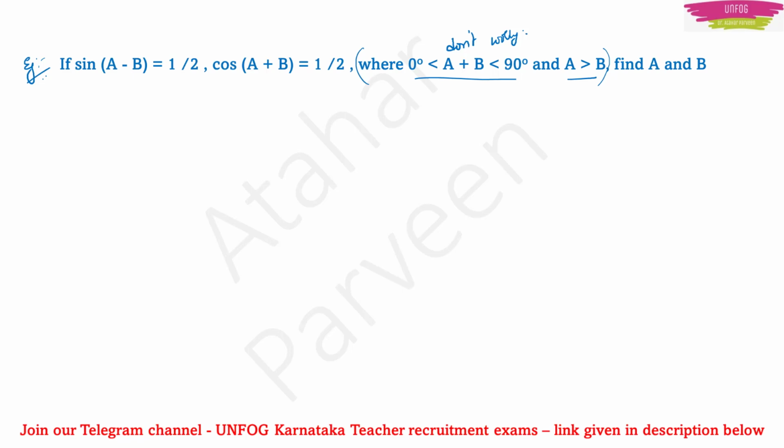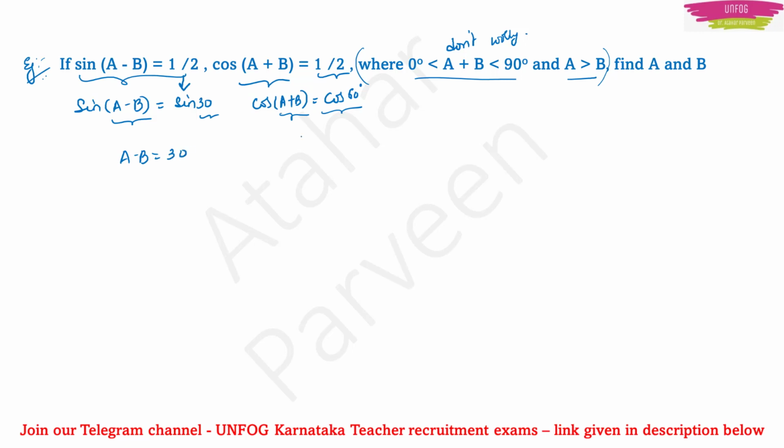Here, directly you have sine of a minus b on the left hand side. So with the trigonometric table, you should know that sine 30 is equal to half. Again here you have cos of a plus b on the left hand side. When will cos be half? It will be half when it is 60 degree. Now with this you can say that a minus b is 30 and a plus b is 60.